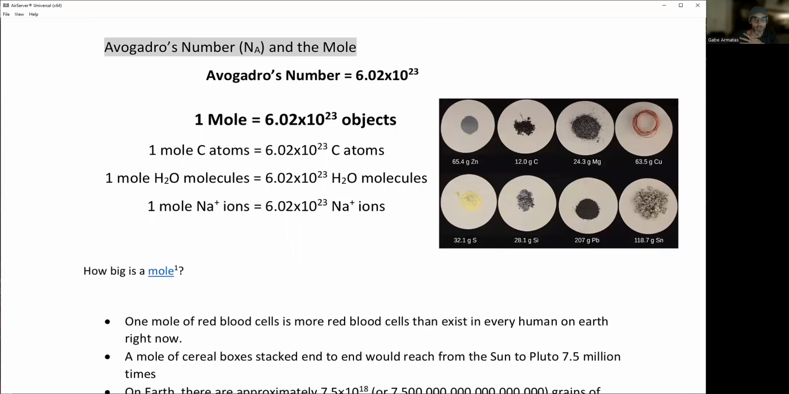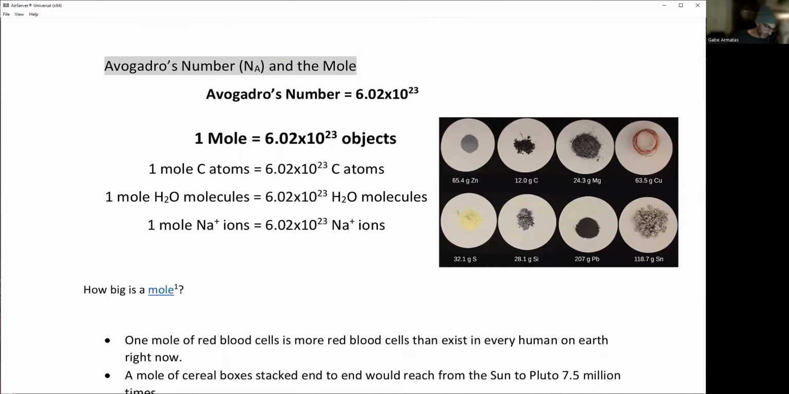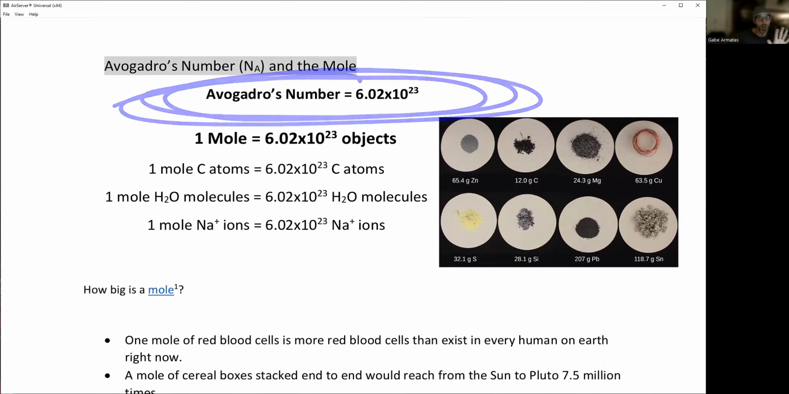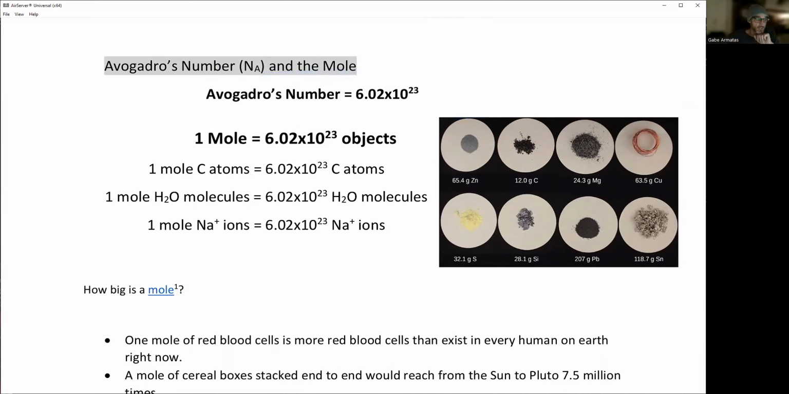What do the numbers on the periodic table mean to us now? So Avogadro's number, which we simplify as capital N, subscript capital A. Avogadro's number and the mole. Avogadro's number is 6.02 times 10 to the 23rd. We're going to talk about how massive that number actually is in just a moment.